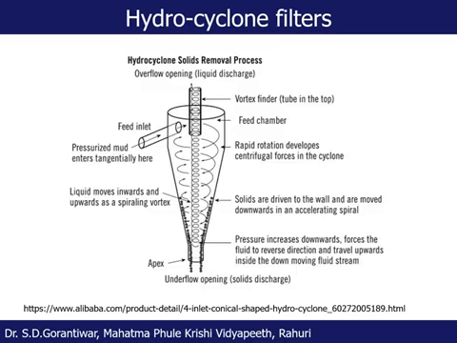Because of this, liquid moves inwards and upward as a spiral vortex like this. The liquid is moving inward, that is at the center, and also upward, towards the outlet. And solids are driven to the wall and are moved downwards in an accelerating spiral. You see, solids are moving downwards and also driven to the wall. Then they are collected into this tank, which we can remove as well.